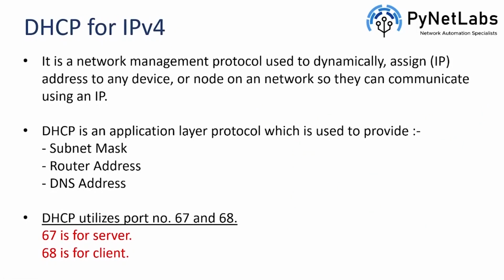The next thing we have is DHCP, which stands for Dynamic Host Configuration Protocol for IP version 4. DHCP is used for assigning IP addresses with the help of devices or servers. It is a network management protocol used to dynamically assign IP addresses to any device or node on a network so they can communicate using an IP. DHCP is an application layer protocol which is used to provide the subnet mask, router address, and the DNS address. DHCP utilizes port numbers 67 and 68. 67 is used by the server, 68 is used by the client.